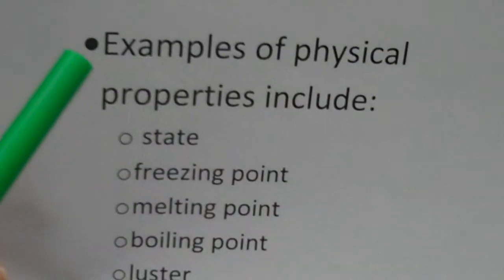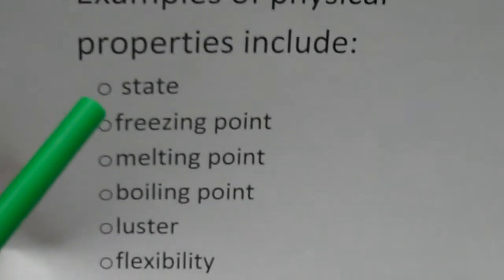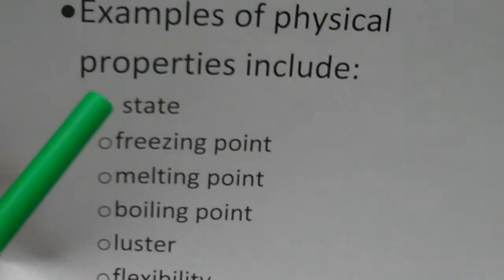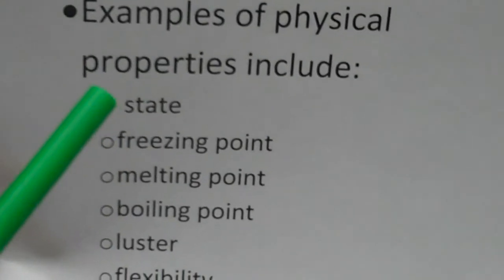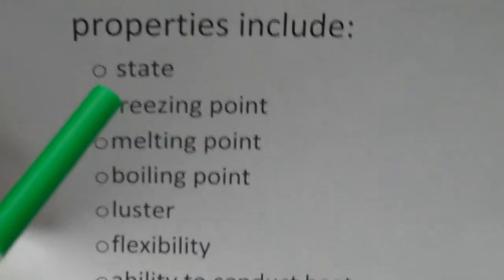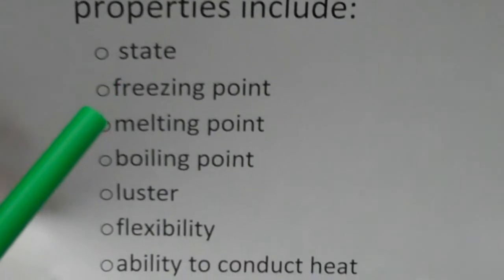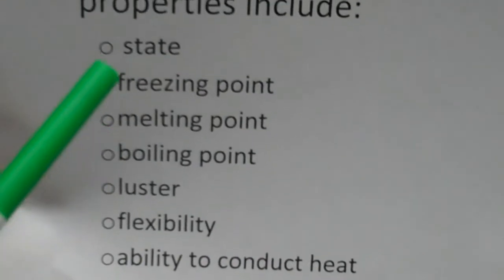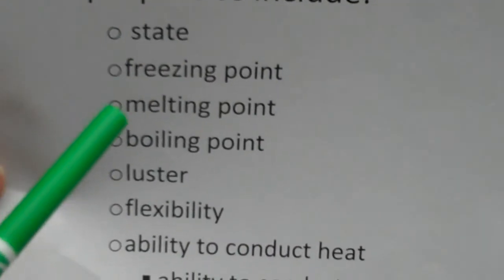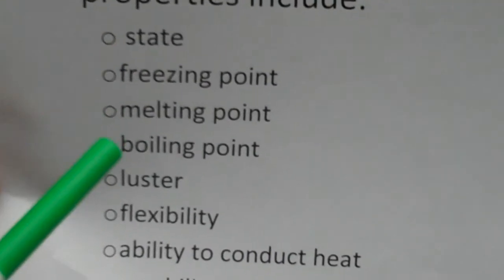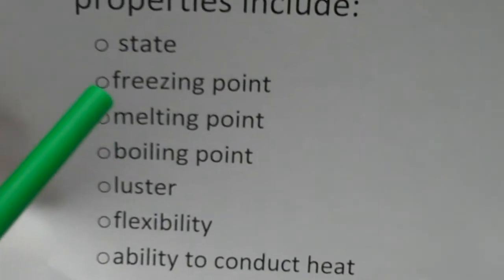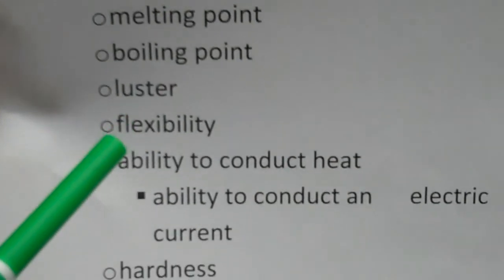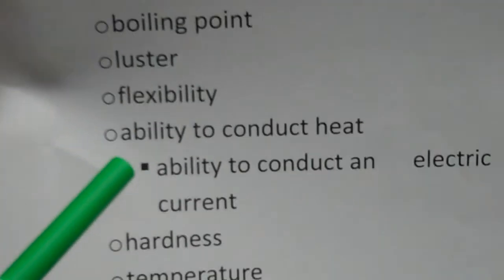The list is really the important thing because you should have the definition in your notebook. Examples of physical properties include the state of matter that it's in. Is it a solid, liquid, or gas? We would look at its freezing point, melting point, and boiling point, and those depend on the chemical or the element we're looking at. They all could have different points at which they would freeze, melt, or boil. Luster, how shiny it is. Is it flexible or stiff?